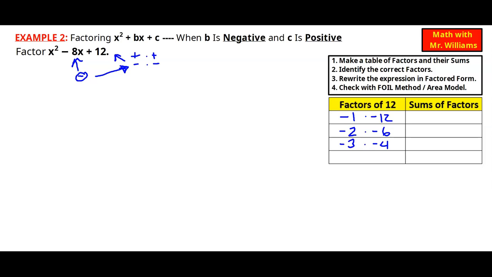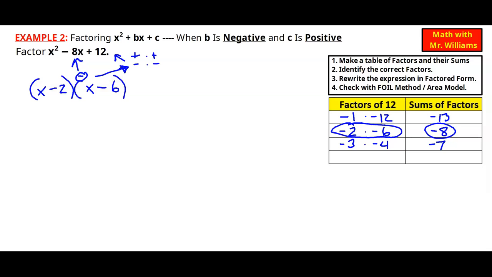Negative 1 plus a negative 12 would get us a negative 13. Well, that's not a negative 8. The next one, negative 2 plus a negative 6, would get us a negative 8. And negative 3 plus a negative 4 would get us a negative 7. Okay, so we found our two, as they add up to a negative 8. So let's go ahead and break that down now. So we have x minus 2 and x minus 6.